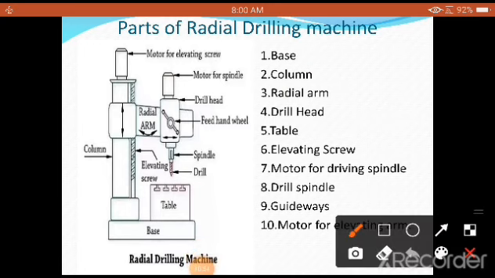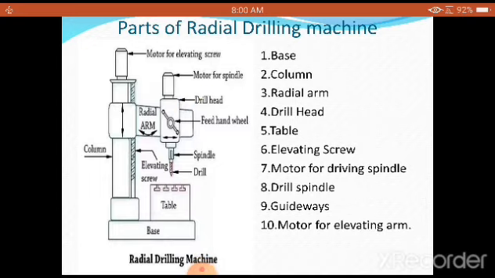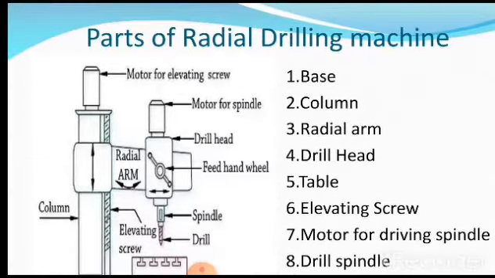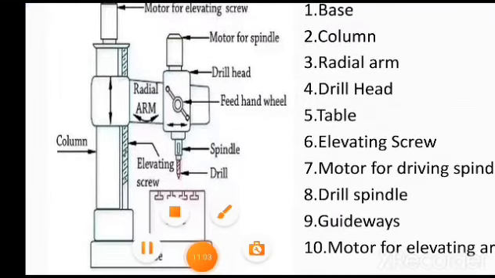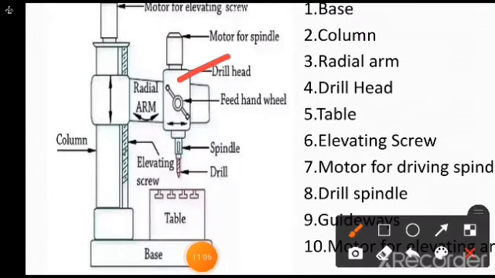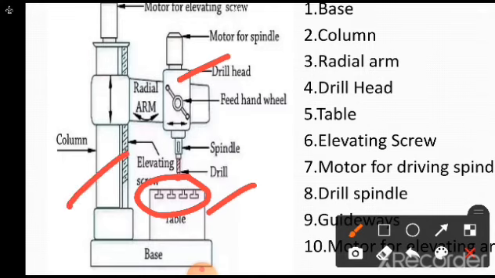Then you are going to have a drill head. This is called a drill head. I wanted to make it slightly bigger here. So this is called a drill head. Then this is called a table, which is having a T-slot, which you are going to see there. Then this is called an elevating screw, through which it is possible to move this radial arm up and down, and a motor for driving the spindle, and the drill spindle is also there.